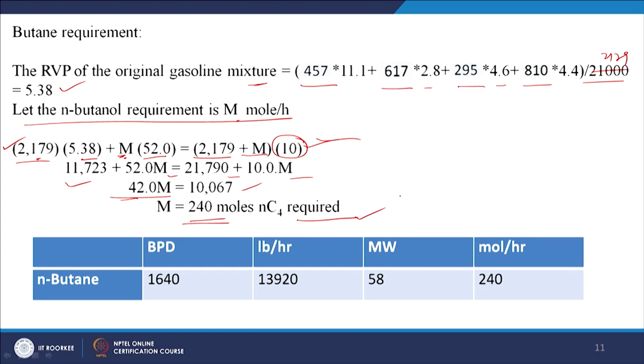So, then we can make this table. What will be the normal butane? Ours is 240 mole per hour. What is the molecular weight? 58. So, pound per hour 139.20 and then BPD is 1640, barrel per day. So, this is the requirement of N butane to make the blend which will be having RVP of 10. So, now we have solved the problem.